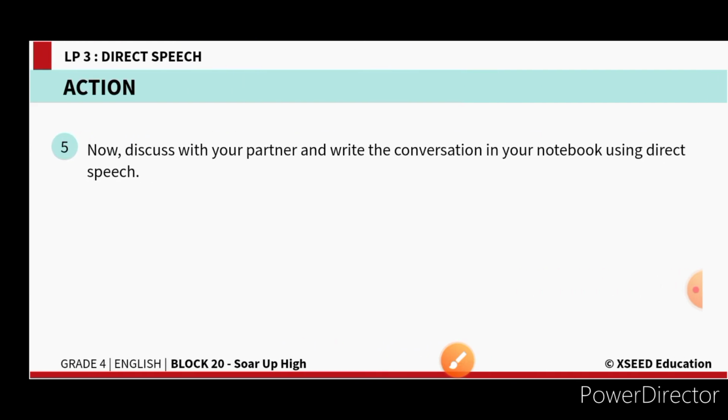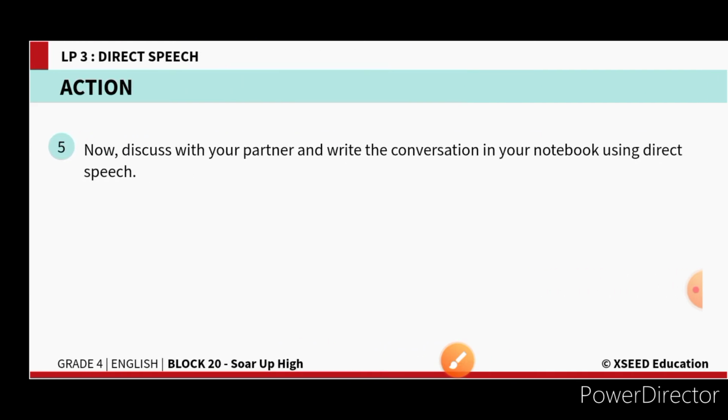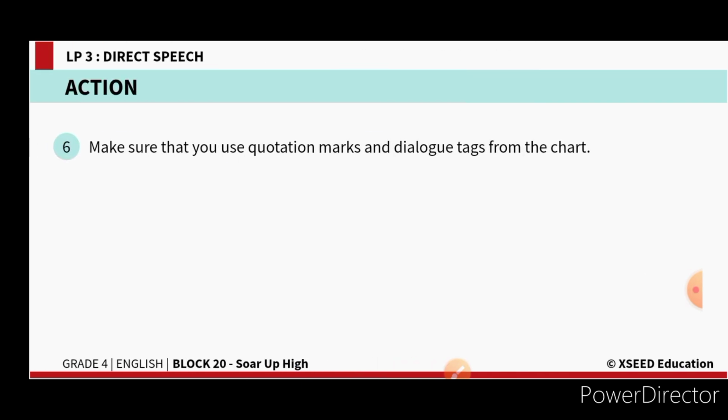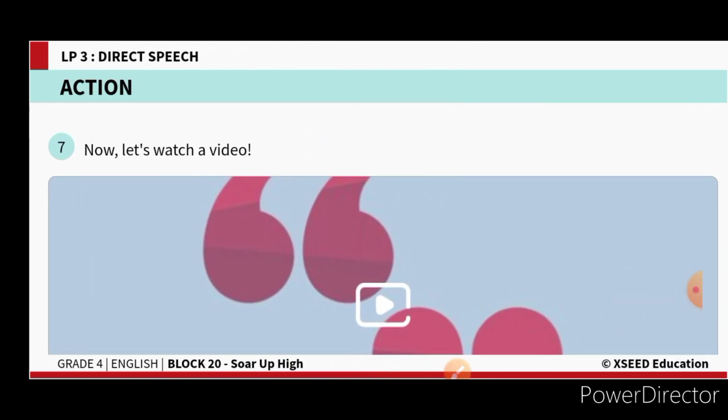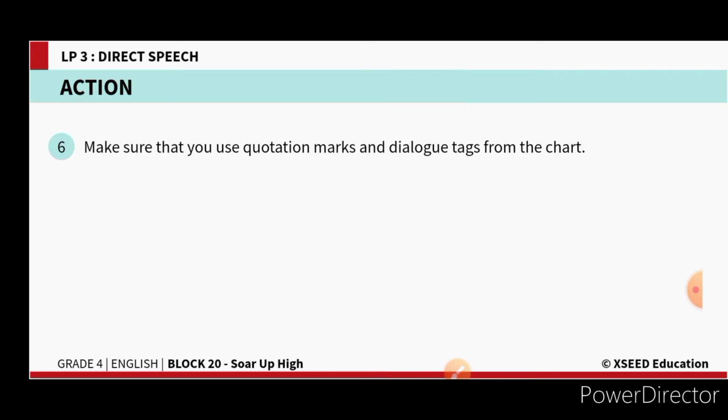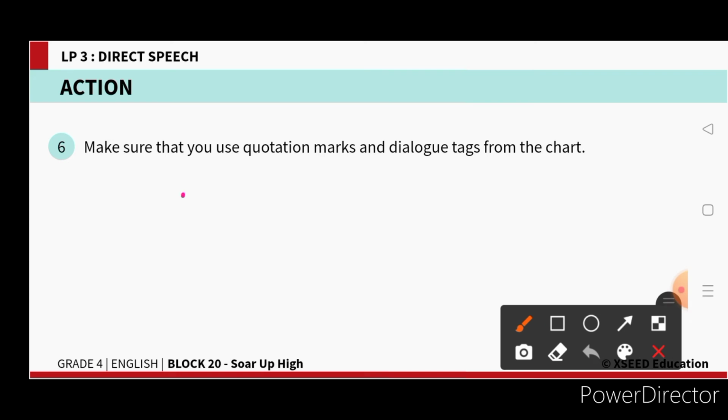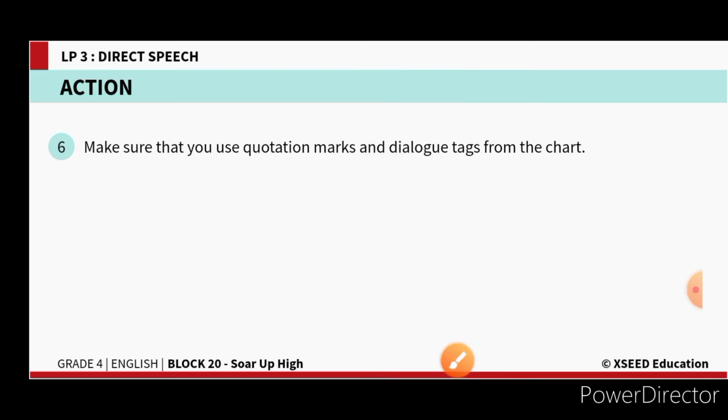Now what is the answer for it? Discuss with your partner and write the conversation in your notebook using direct speech. How will you write? Make sure that you use quotation marks and dialogue tags from the chart. Quotation marks are nothing but the inverted commas. These are called quotation marks. Now before that, you watch this video.